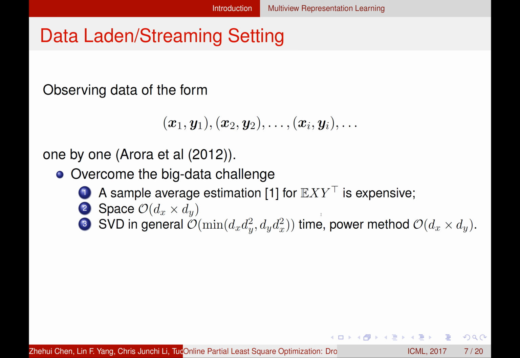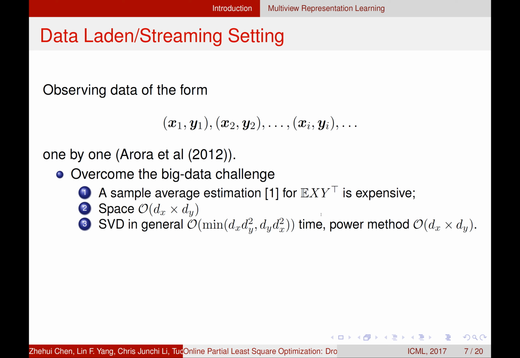Furthermore, the SVD for this matrix in general costs dx times dy squared or dy times dx squared time, or you use the power method, and then again you need access to the entire matrix that has memory dx times dy, and also time complexity dx times dy.